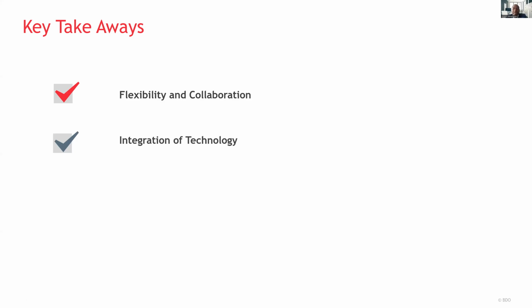Next, we have explored the integration of technology. Advances in AI, machine learning, and data analytics are pivotal in transforming the capabilities of the three lines. These technologies enable more proactive and precise processes for identifying, assessing, and managing risks. By leveraging these tools, organizations can anticipate potential issues more swiftly and make more informed decisions quicker based on real-time data, which at the end of the day enhances the timeliness and accuracy of the risk management initiatives.